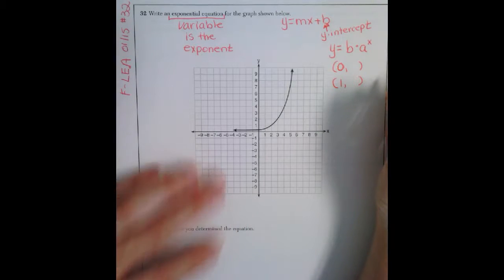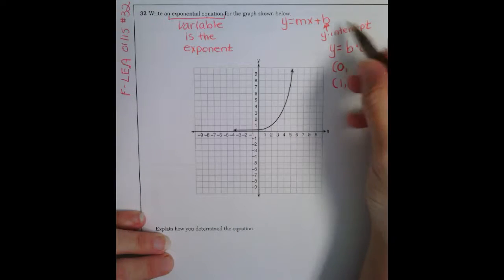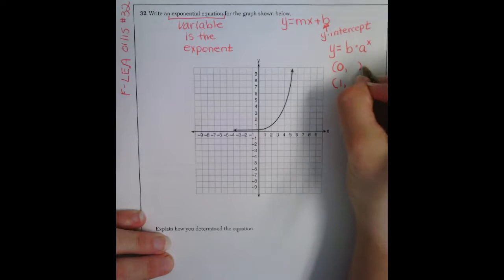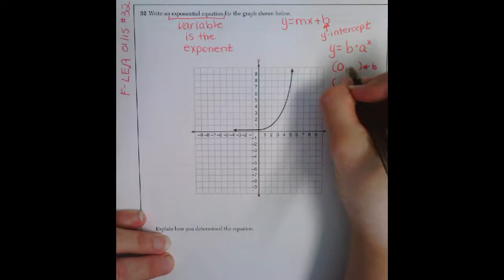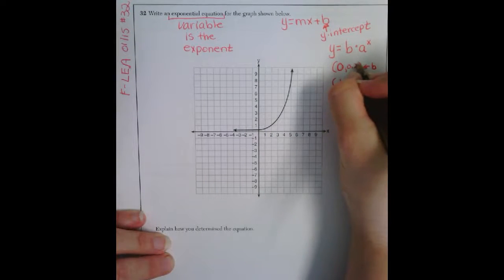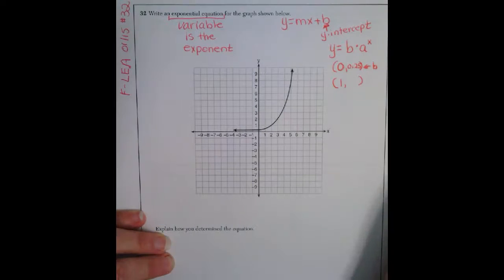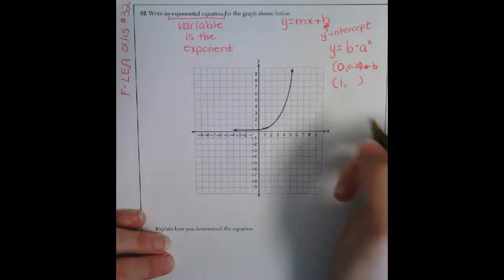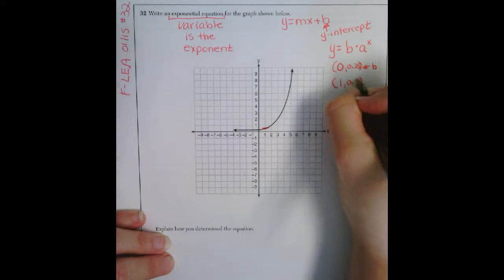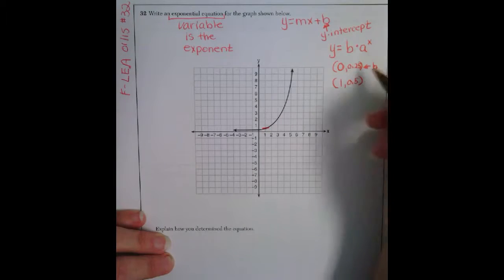So let's start this problem. Well, b is the y-intercept. That's what this is going to help us get, the b. So if we look here, it looks like that at 0, it crosses at 0.25. At 1, the graph crosses right here, which looks to be about 0.5.